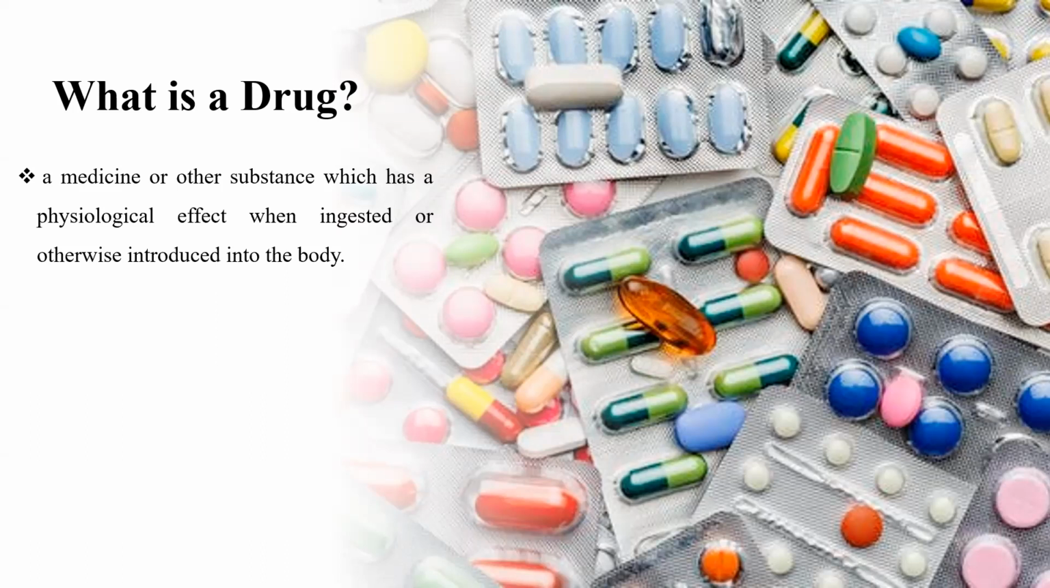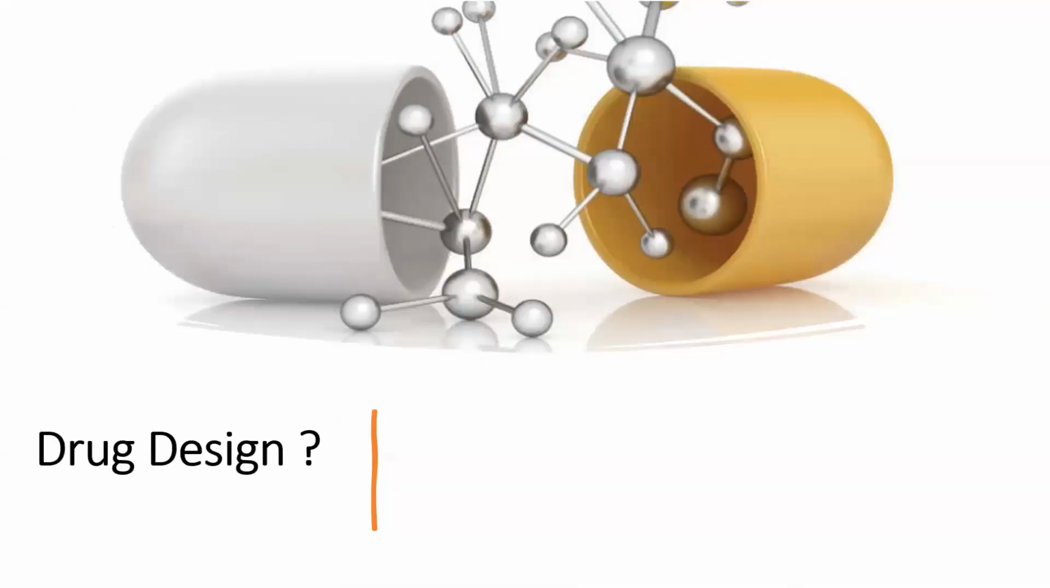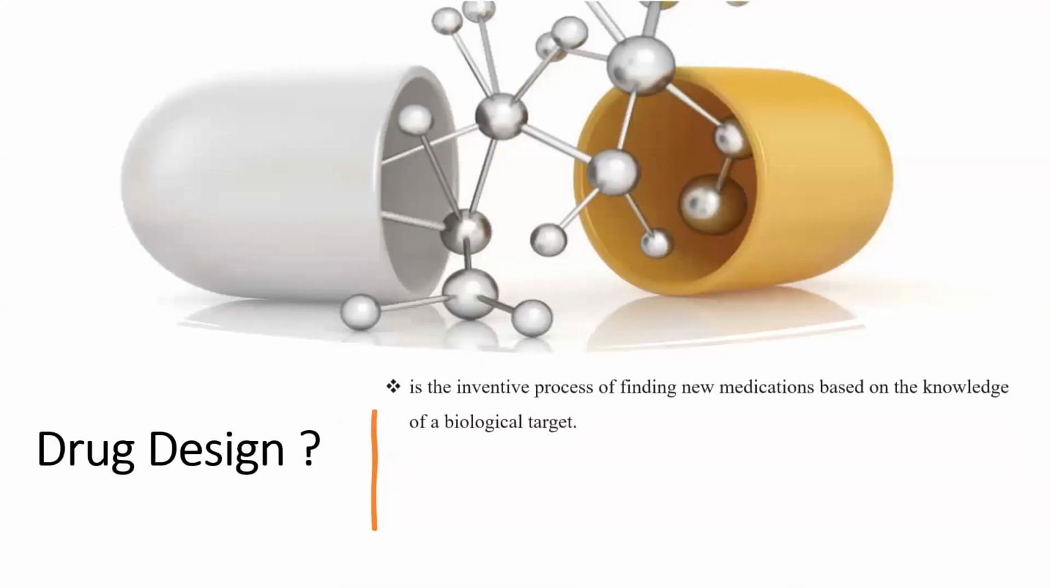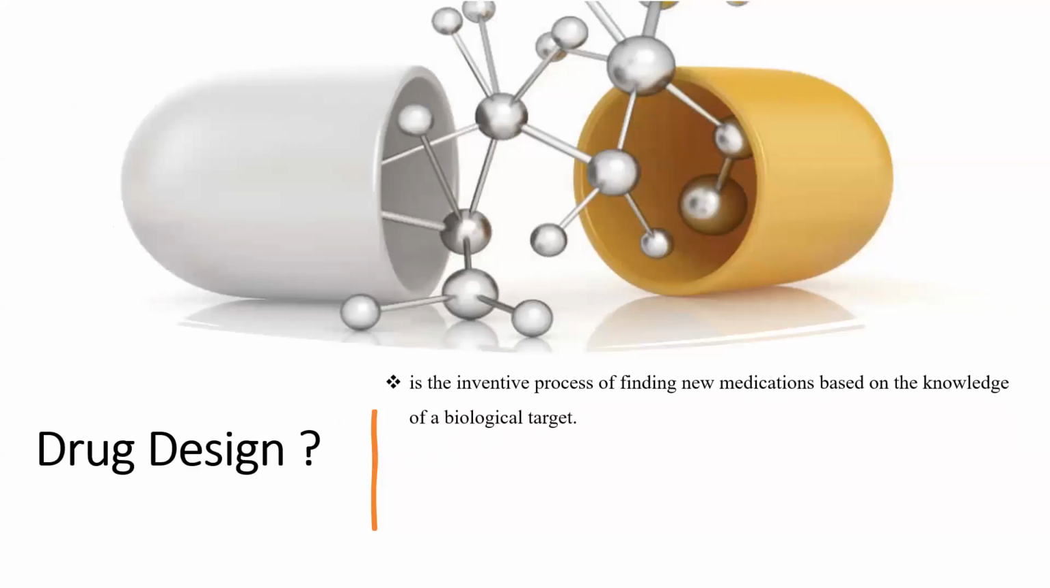And we use an aspect of AI called computer-aided drug design to design these drugs. To talk about what drug design is: drug design is the inventive process of finding new medication based on the knowledge of a biological target. So drug design is not like we are designing an apartment, no, a building. It's a process of finding new medication based on the knowledge of a biological target.